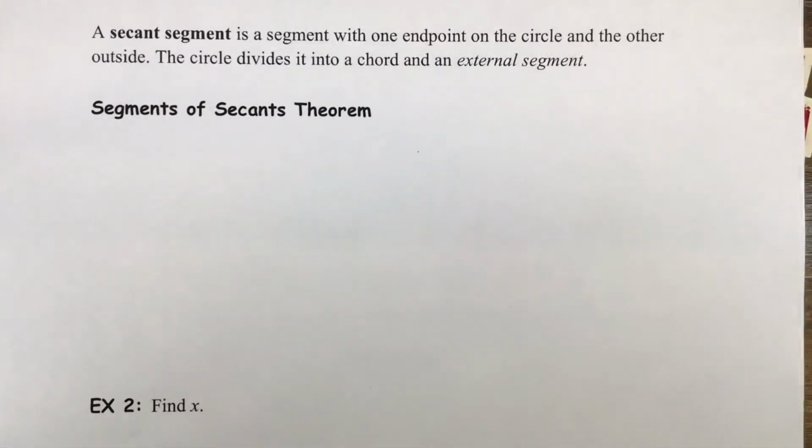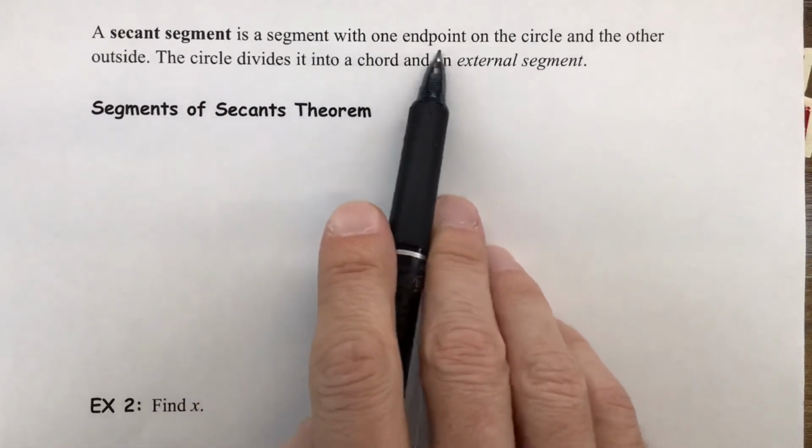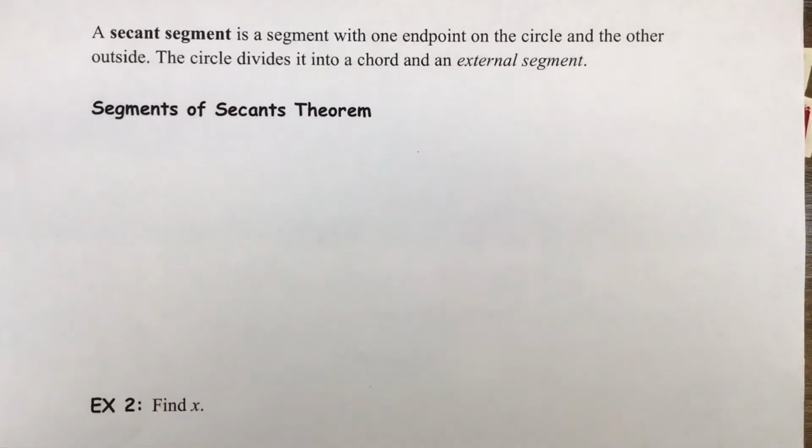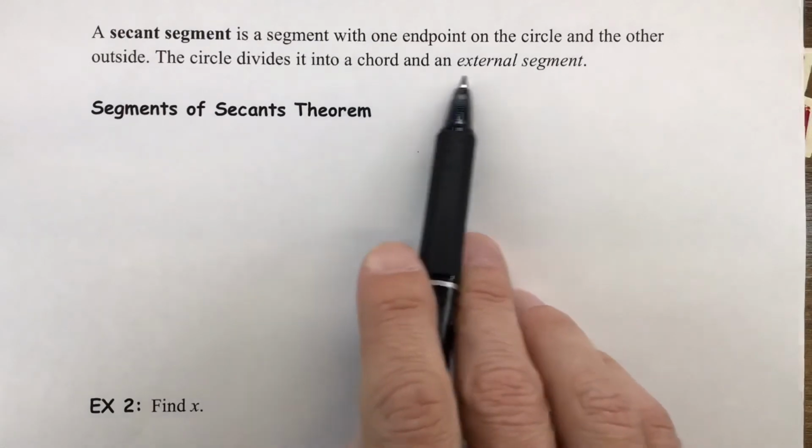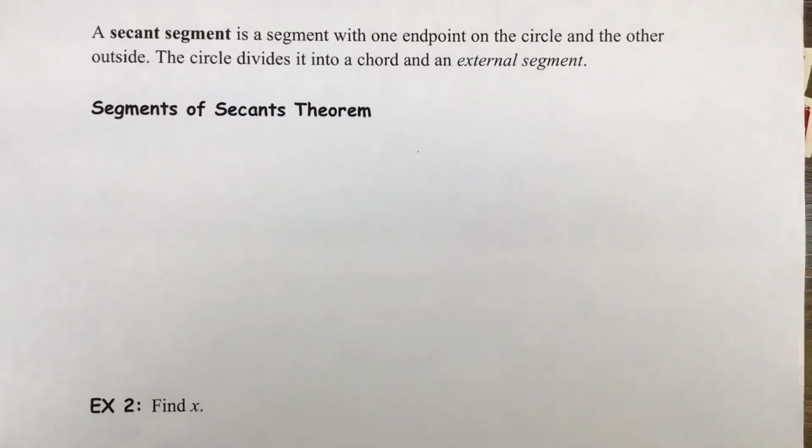Our second theorem is going to be the segments of secants theorem. For this, we're going to have two secant segments that meet on the outside of a circle. A secant segment is a segment with one endpoint on the circle and the other outside. We're going to be looking at two secant segments that meet on the outside using that outside point. The circle itself will divide the secant segment into two parts. One part will be a chord, and the other part is called an external segment.